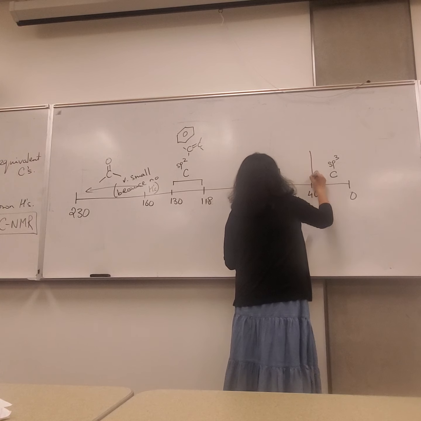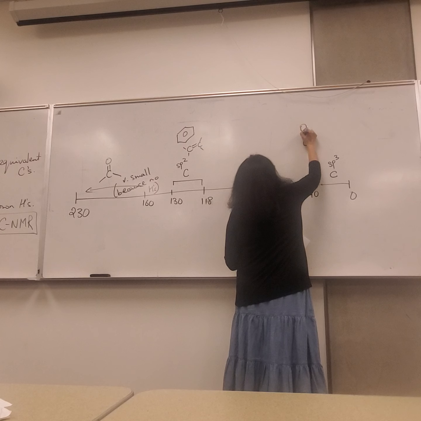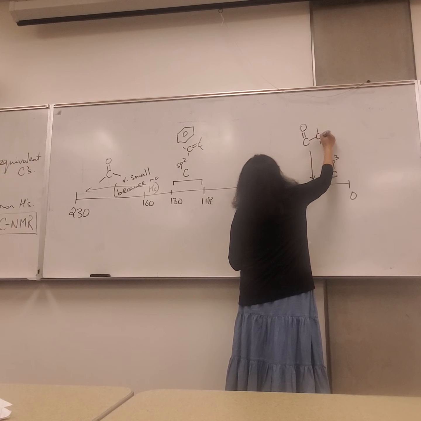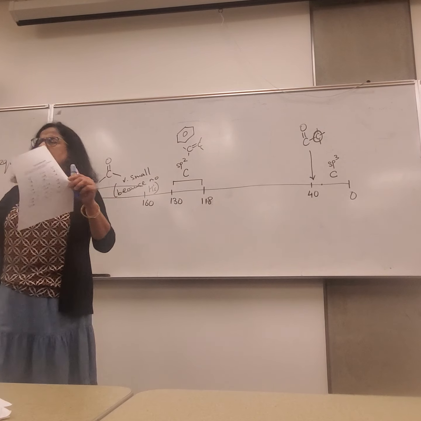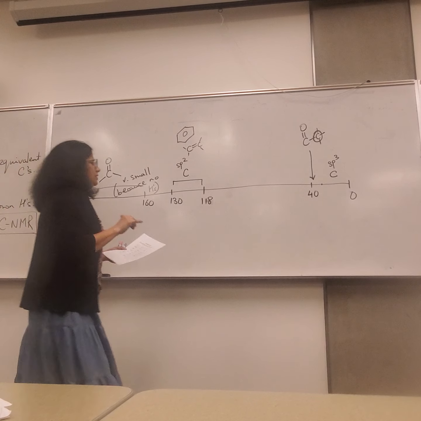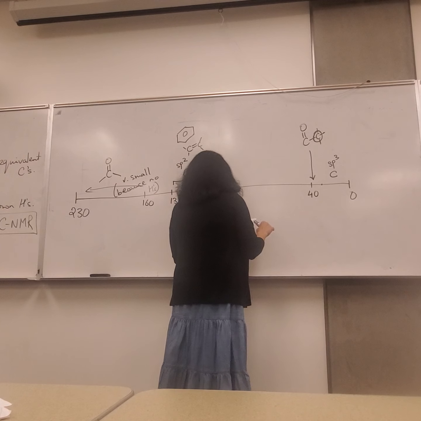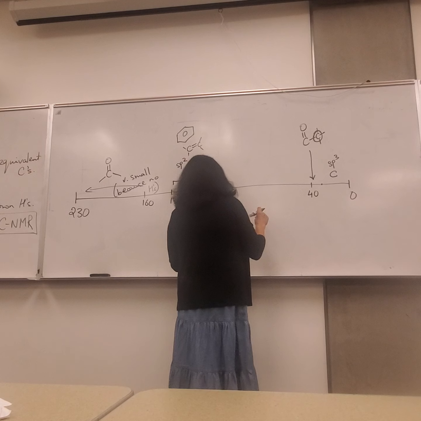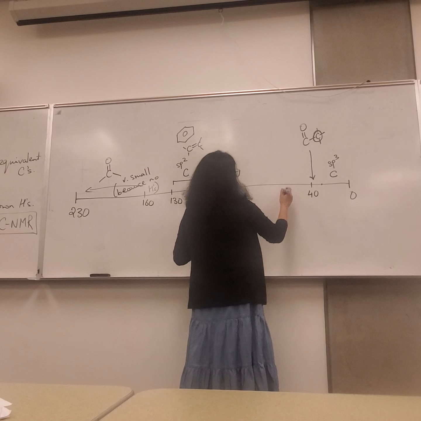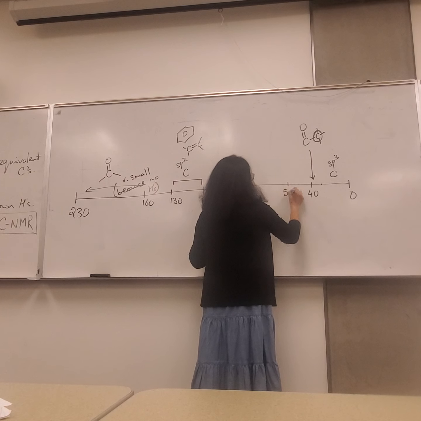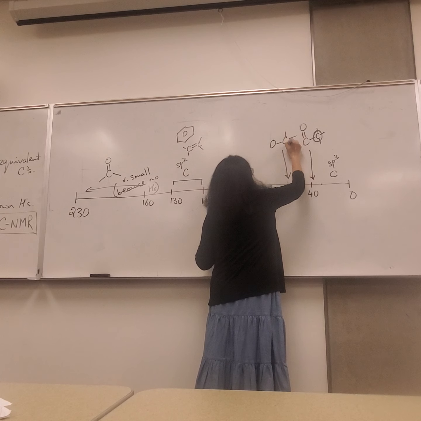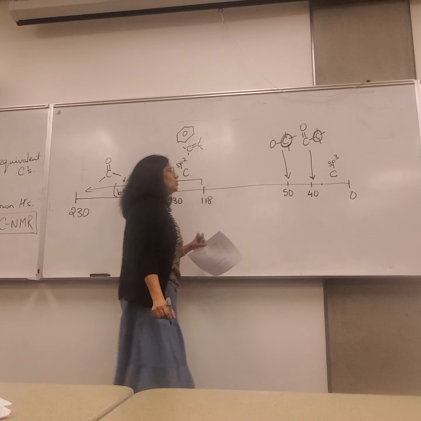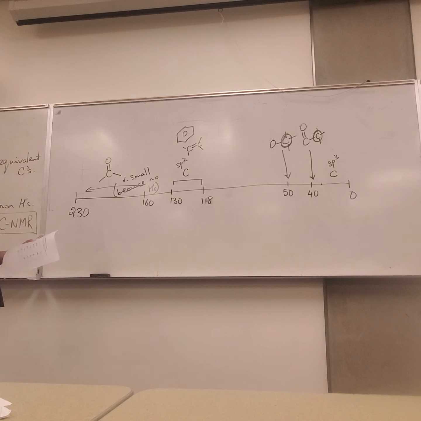Around the same region is also where an sp3 carbon next to a C double bond O will show up, between 30 and 40, in that range. About 50-ish is where a carbon attached to a single bond oxygen will show up.